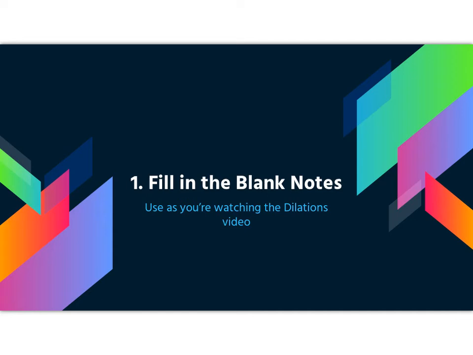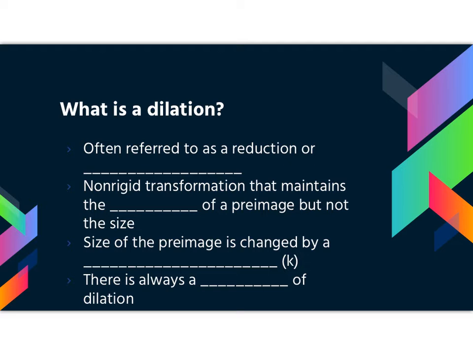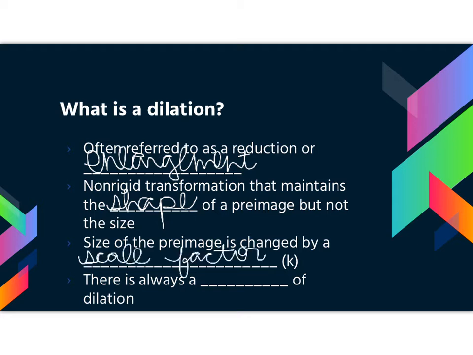In this video, we're going to be learning about dilations. Dilations are often referred to as either a reduction or an enlargement. Dilations are non-rigid transformations that maintain the shape of a preimage, but not the size. And the size of the preimage is changed by a scale factor, which we use the letter K to refer to. So there's also always a center of dilation.